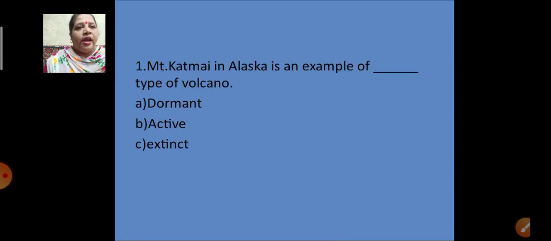Here we have choose the correct alternative. Mount Katmai in Alaska is an example of dash type of volcano. Dormant, active or extinct. What type of volcano is Mount Katmai? Yes, correct. It is dormant. It is a dormant type of volcano.